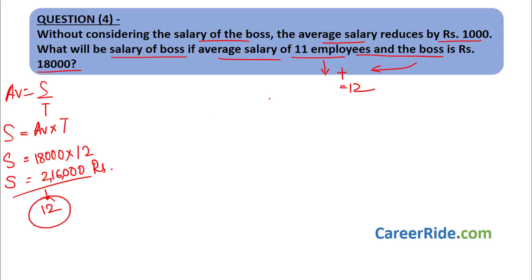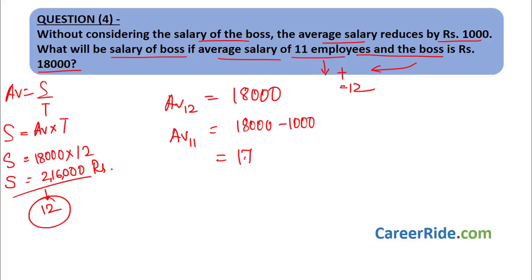Now what they say in the first sentence, without considering the salary of the boss. So if you exclude the salary of the boss, the average salary reduces by rupees 1,000. Average salary for 12 people, that is 11 people plus the boss, is 18,000. If you do not consider the boss, the number of people would be only 11, right? 12 minus 1, the boss is 1 person, so 12 minus 1 is 11. The average salary reduces by 1,000, so 18,000 minus 1,000, that is nothing but 17,000. So the average salary for the 11 employees is 17,000, right?